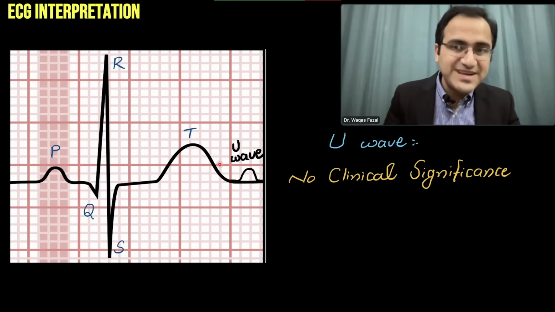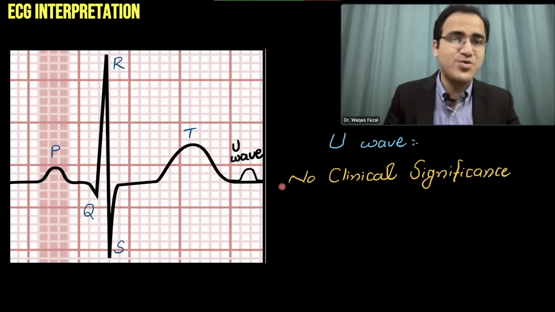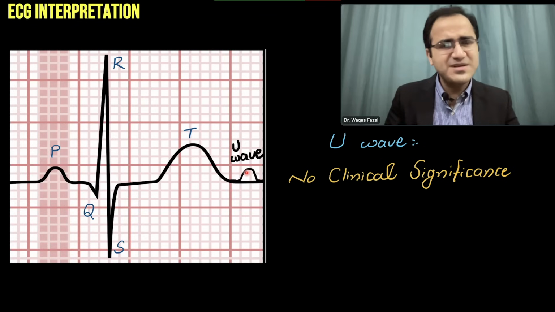U wave is sometimes seen after the T wave. It has no clinical significance and it is sometimes seen in patients with hypokalemia. But sometimes even in the presence of normal potassium, these waves can be seen and it has no clinical significance.